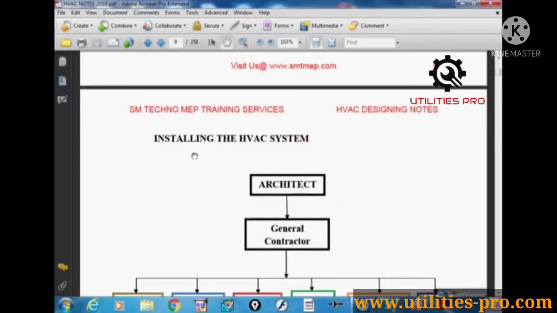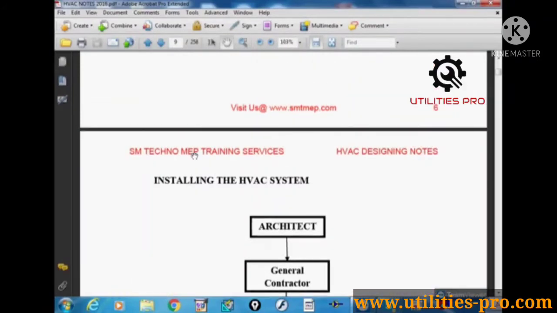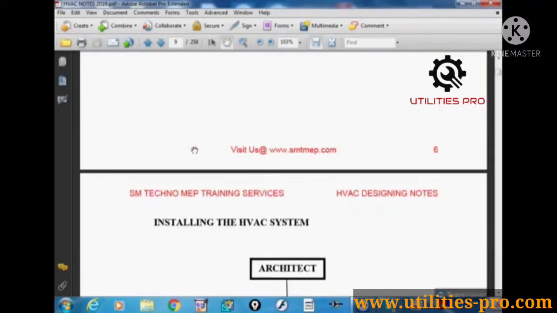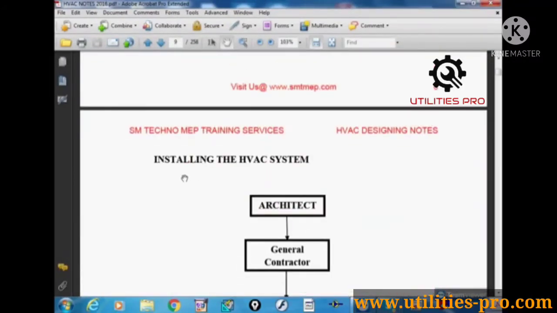Part 2 of chapter 2, installing the HV system. After designing, the next step is drafting. After drafting, estimation, then installation. But I'll take care of design and installation. So in these notes, you'll find design and installation.